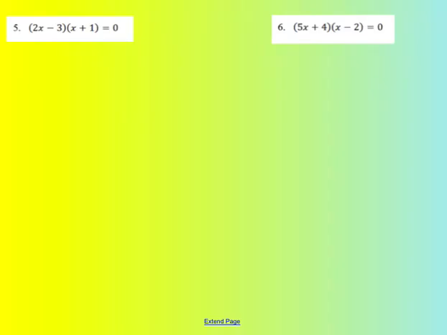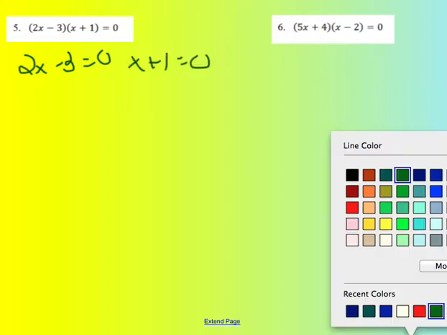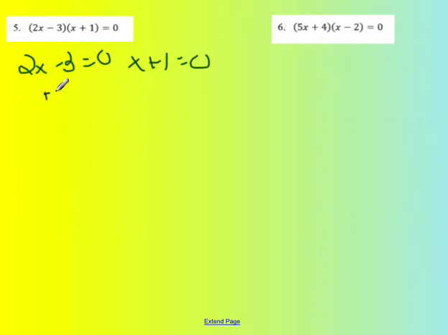So for number 5, again, we're going to set each factor equal to 0. So 2x minus 3 is equal to 0 and x plus 1 is equal to 0. And now we're going to solve that for x. So for starters, we're going to add 3 to both sides. And then we get 2x is equal to 3. Now, to solve for x, since it's being multiplied, we need to divide both sides by 2.